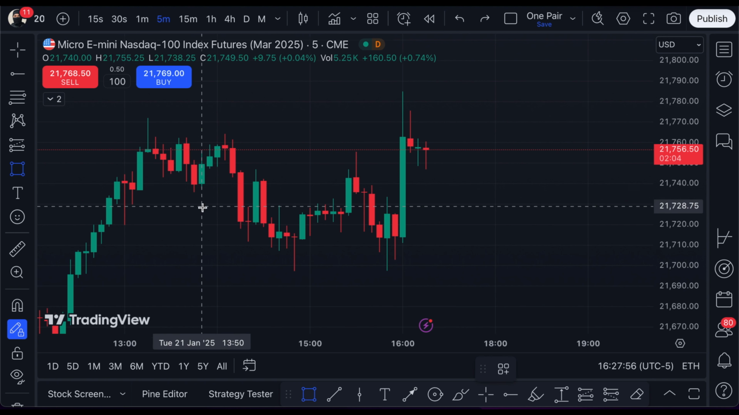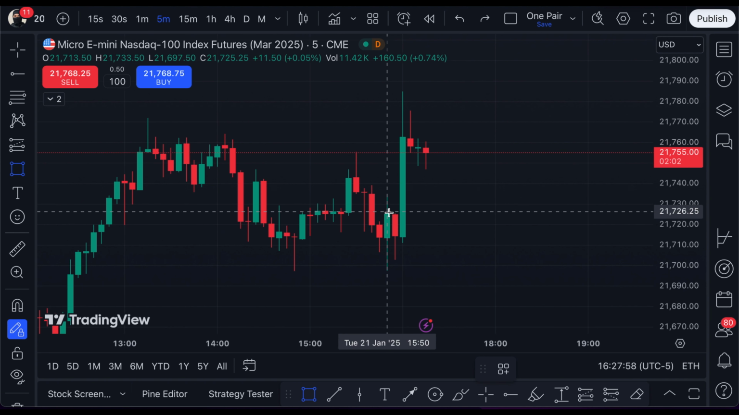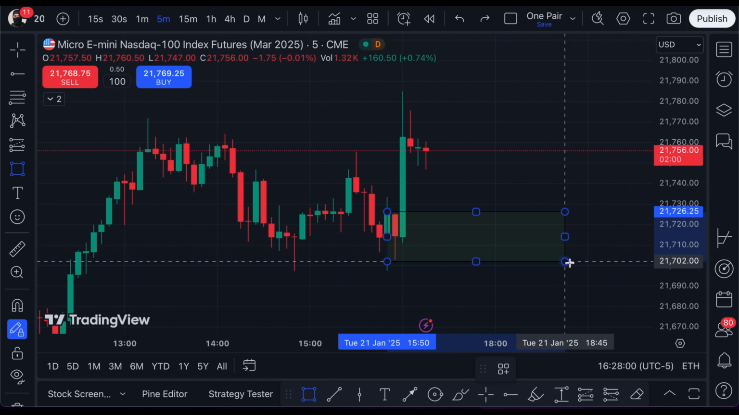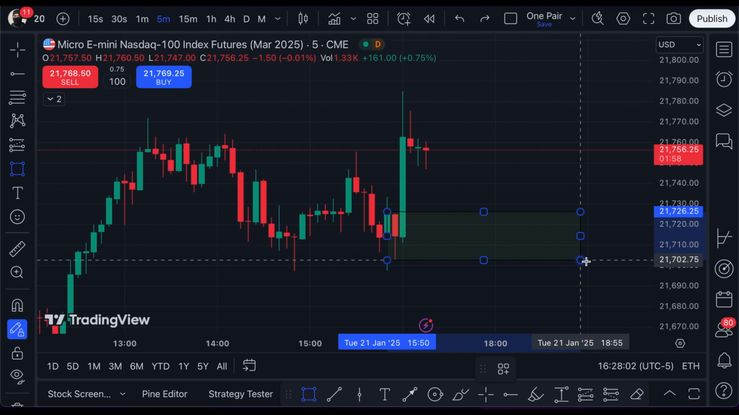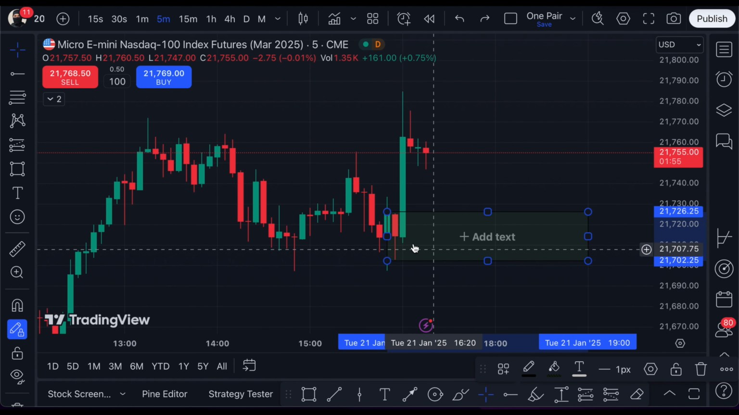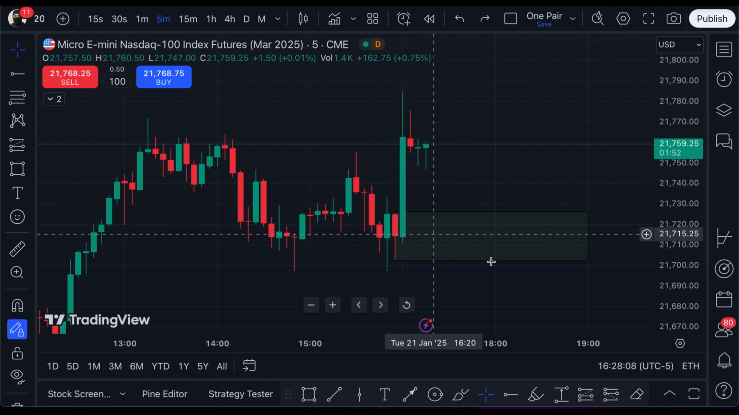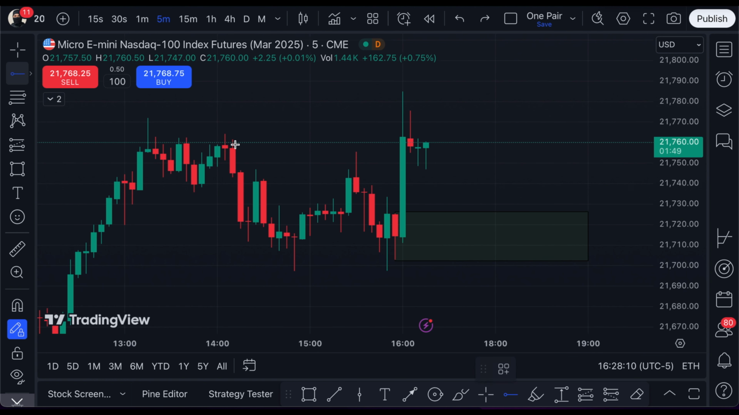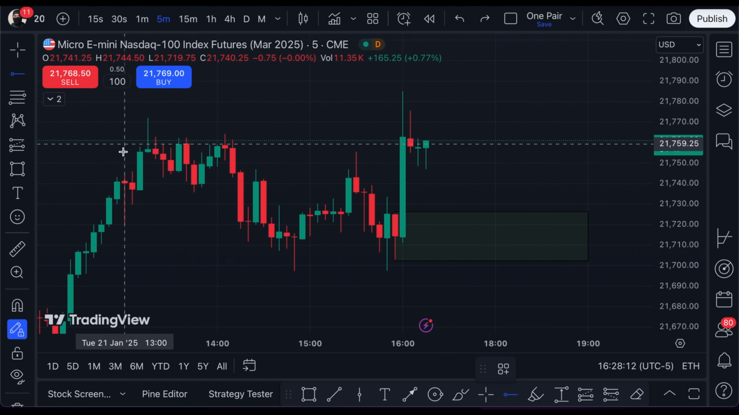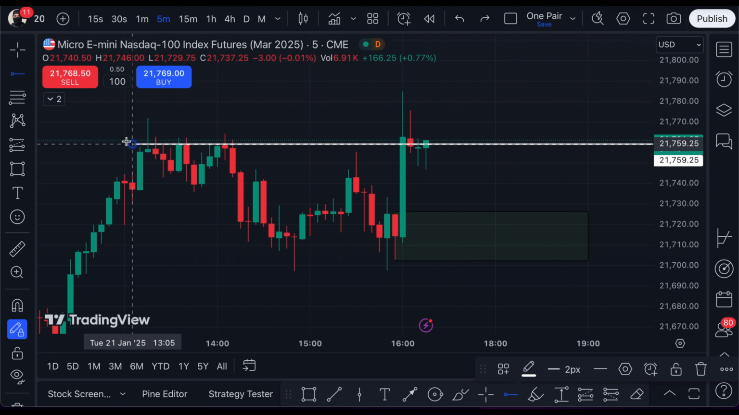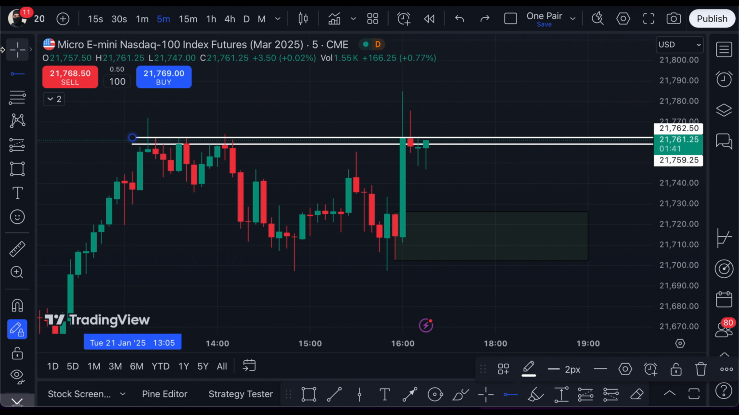Number three, you got to draw the zone. Make sure that you have the zone right there. Highlight it. And I have a video on this. If you don't know how to do that, I have a video for that. So number four, make sure that there is break of structure. And this is the previous structure right here.